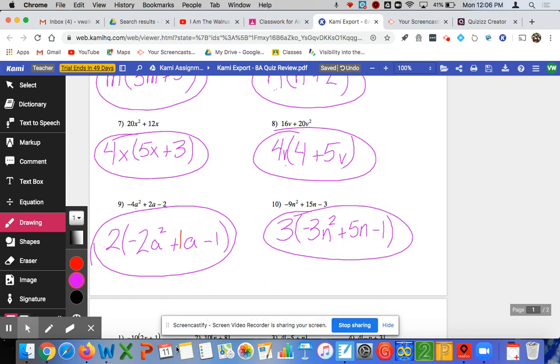So that's the answer key for the worksheet that you got. If you're confused on any of the answers, let me know. Shoot me an email. We can Zoom.